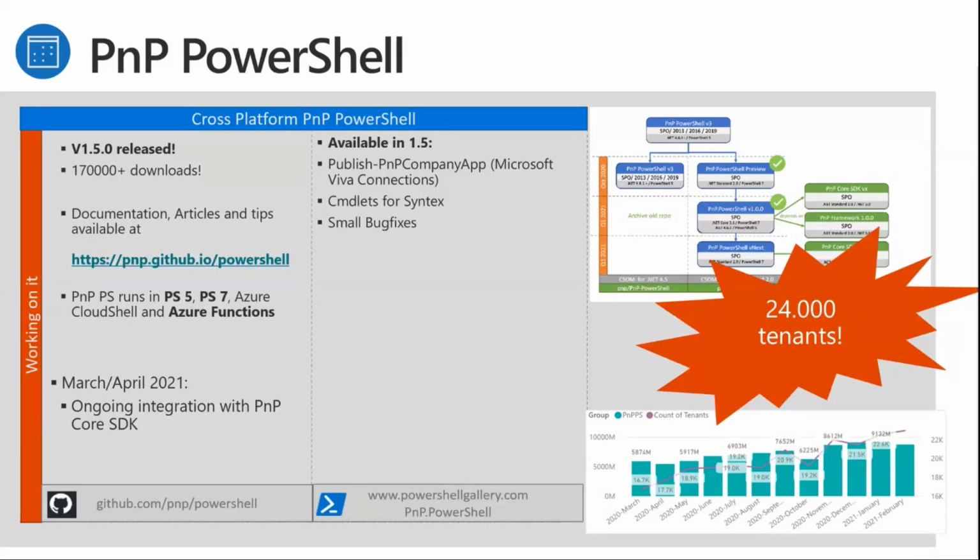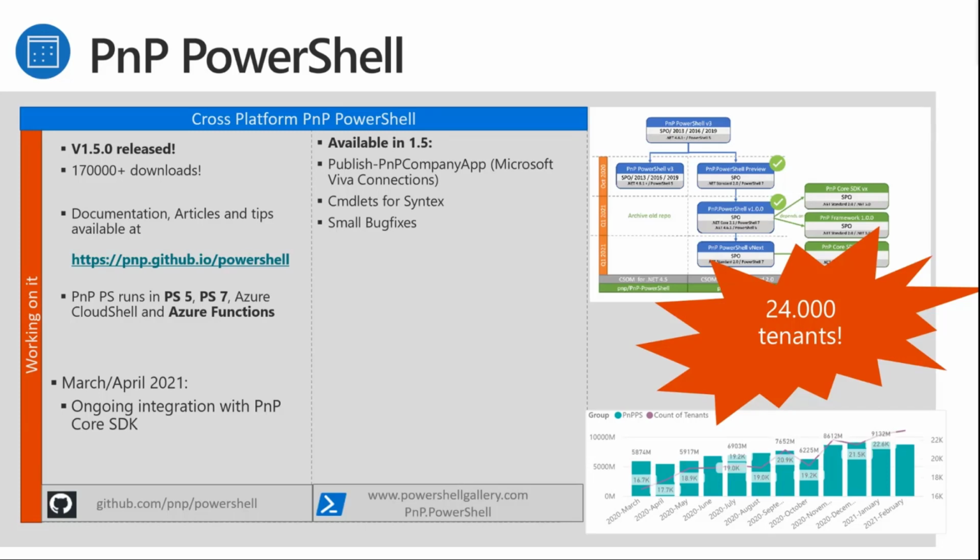So what's in 1.5? We have a brand new cmdlet called Publish-PnPCompanyApp. If you want to use Microsoft Viva Connections, we have a cmdlet that does basically all the work. If you look into Viva Connections, you can download a PowerShell script from Microsoft to set up your site in Teams. Our cmdlet does the same thing with one difference. We also upload it to your Teams app catalog. And we have some cmdlets now for Syntex.